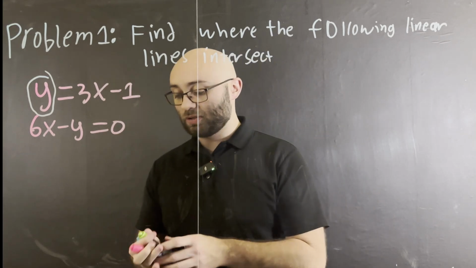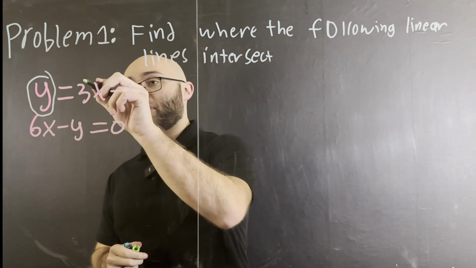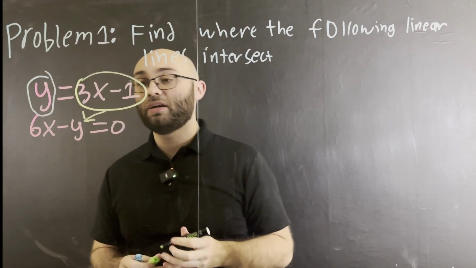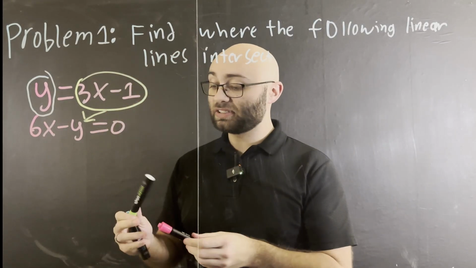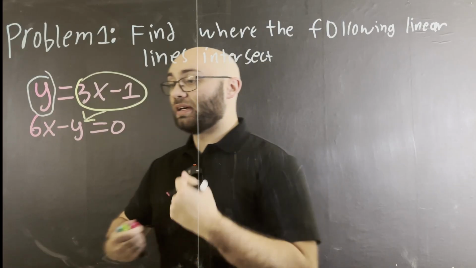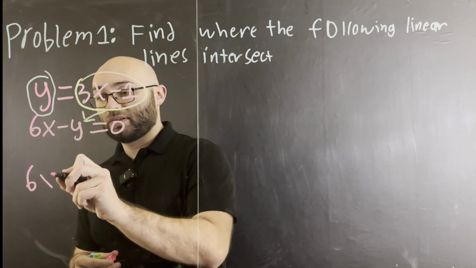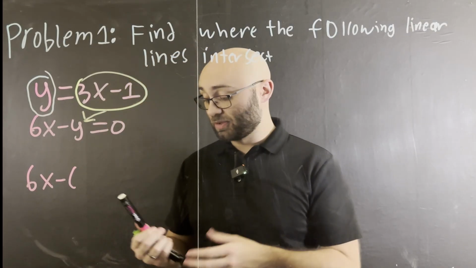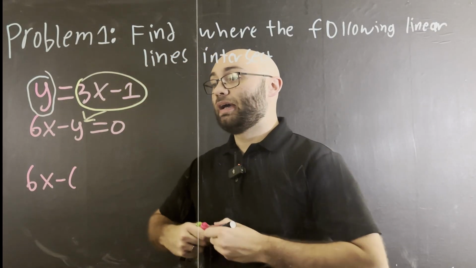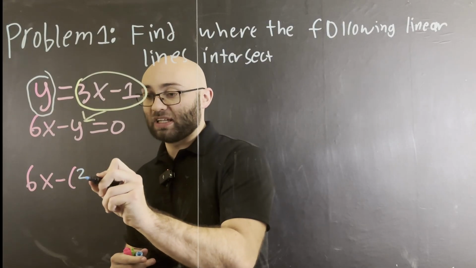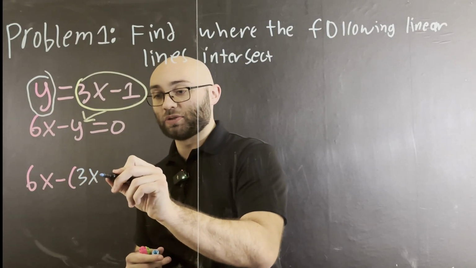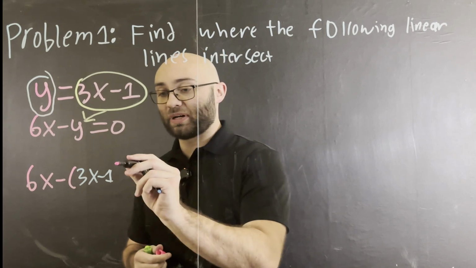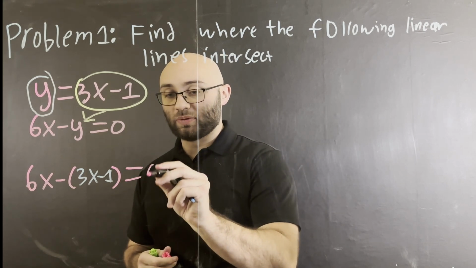So what we're going to do is take this part of the equation, the 3x minus 1, and sub it in for that y in the second equation. So we get 6x minus, and then we put parentheses around what we plug in. It's a good habit to build, put parentheses around it. And we're going to plug in what y was equal to, which is 3x minus 1. We can go ahead and close those parentheses and set that equal to 0.